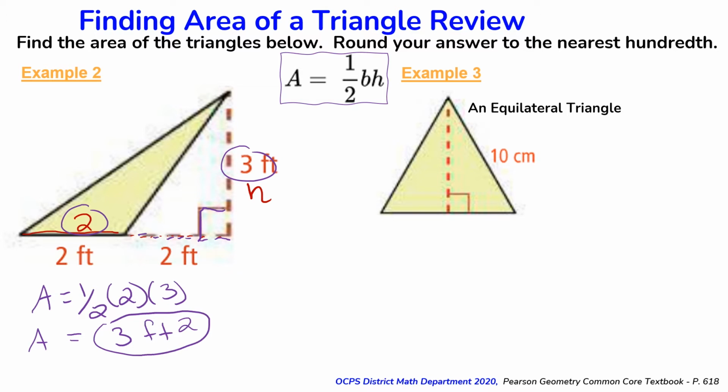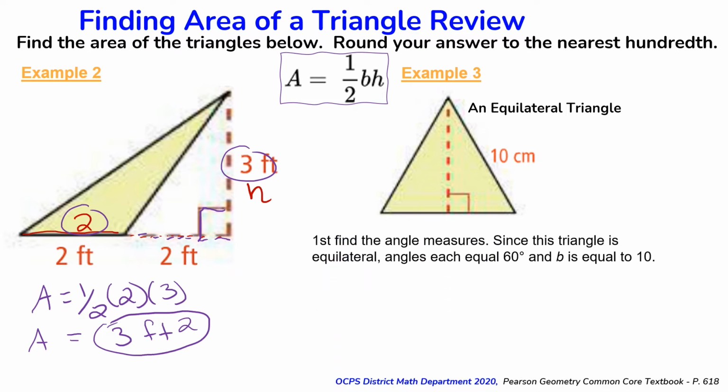All right. So let's take a look at this second one here. A little more complicated. We're given a base because this is telling us that this is an equilateral triangle. All right. So we're only given one side here. So first we want to find the angle measures. Since this is an equilateral triangle, each angle is 60 degrees and B is equal to 10. Remember, B is base. So each side would be 10 because this is an equilateral triangle. So all angles and sides are equal. And each angle would be 60. So this angle here would be 60.